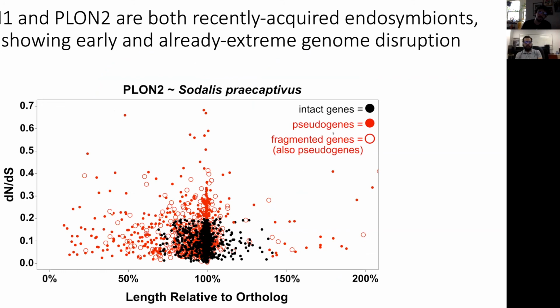Right, so fragmented genes are open circles, and intact or non-fragmented genes are closed circles, and all the ones that are red are basically pseudogenes. So you could see that when I ran PseudoFinder, in this case, I set the threshold for dN/dS as 0.2, so anything above 0.2 is labeled a pseudogene, and then anything below 75% the length of the gene is called a pseudogene as well. So you could see that visualized here.